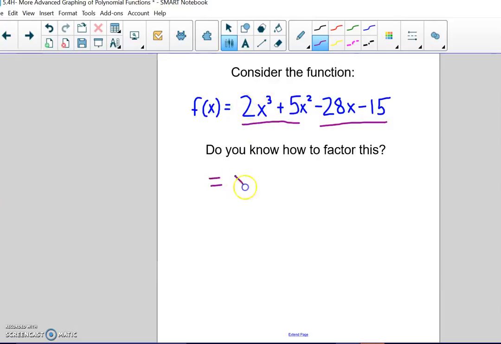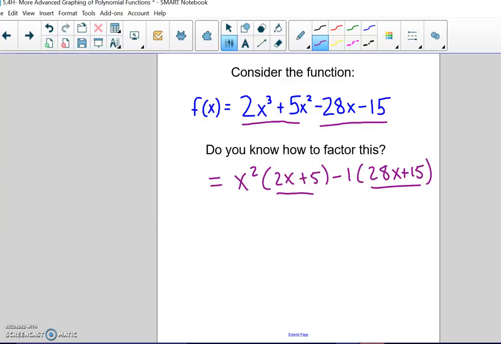In other words, you could take out an x squared, and you have a 2x plus 5 left over. You can take out a -1, flip the signs on everything, and you have a 28x plus 15. But what you'll see is we do not have the same thing in both sets of parentheses. So factoring by grouping, even though there's an even number of terms, does not work here. That can mean one of 2 things: either this cannot be factored at all, or we have to use some other type of division in order to help us factor this.